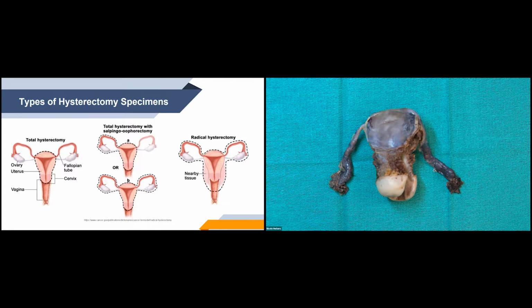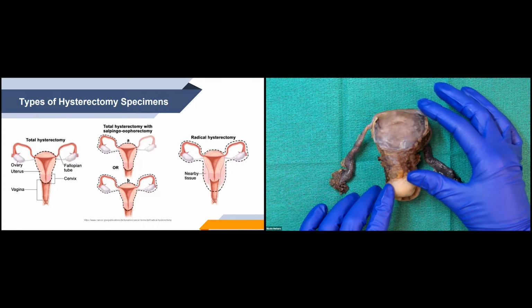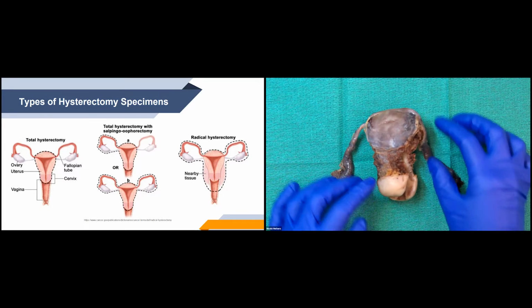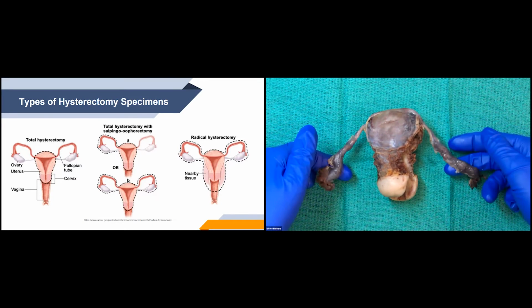And then a radical hysterectomy is the removal of the uterus, cervix, as well as the vaginal cuff, parametrium, and the regional lymph nodes, and typically also the fallopian tubes and ovaries. And this is typically done, these radical hysterectomies, for malignant conditions, particularly for cervical carcinoma. So with our case here, we have our uterus and our cervix, and then both fallopian tubes.